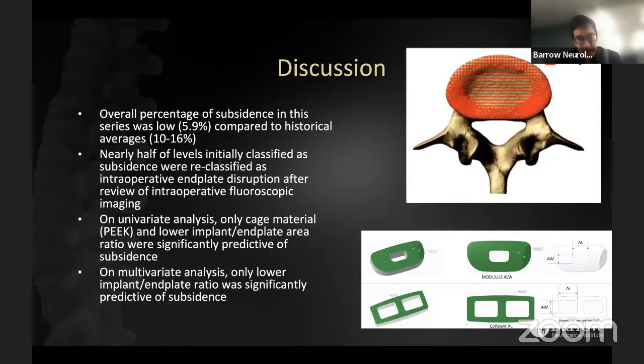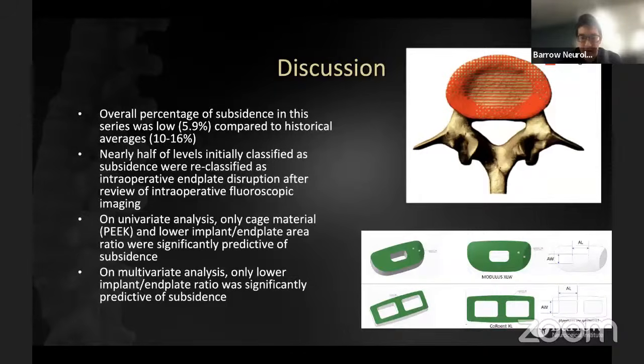A brief discussion, several discussion points. Overall, the percentage of subsidence cases in this series was low, 5.9%, as compared to historical averages, which range from 10 to 16%. One of the reasons that likely occurred was because the cases of intraoperative end plate violation were excluded. And on the univariate analysis, we found that only the cage material and the lower implant to end plate area ratio were predictive of subsidence. And on multivariate analysis, only the latter of these two was predictive.